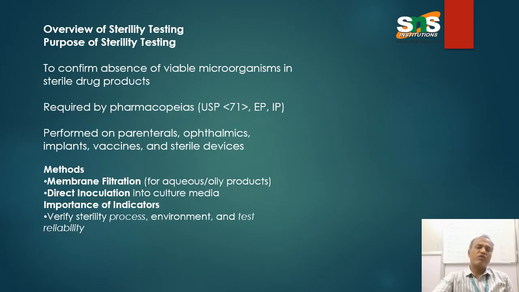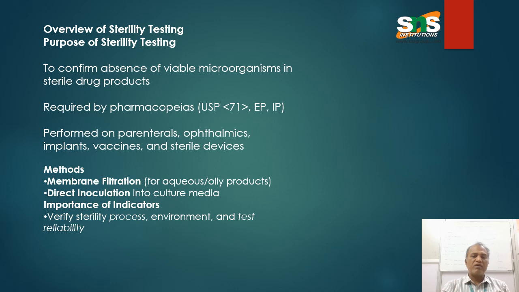Next, an overview of sterility testing. What is the purpose of sterility testing first? The first purpose is to confirm the complete absence of viable microorganisms in sterile drug products, especially ophthalmics, injectables, LVP, SVP, whatever they may be. They should be completely free from viable microorganisms. That is the first aim.